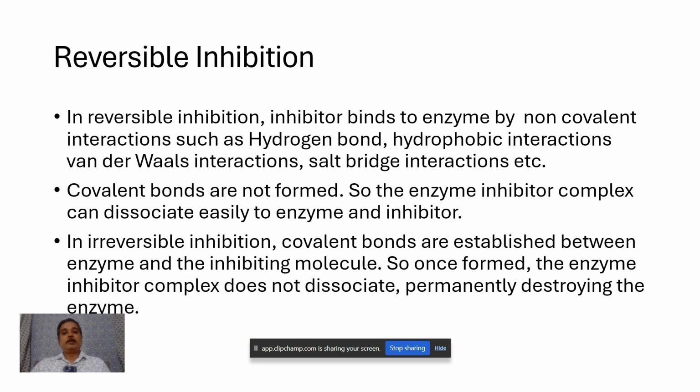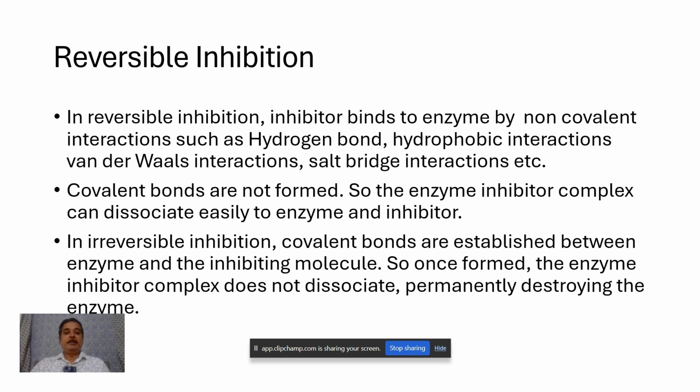So coming first to reversible inhibition. In reversible inhibition, the inhibitor binds to the enzyme by non-covalent interactions such as hydrogen bonding, hydrophobic interactions, van der Waals interactions, salt bridge interactions, etc. No covalent bonds are formed. So the enzyme inhibitor complex can dissociate very easily into the enzyme and inhibitor. This is called reversible inhibition because it can revert back into enzyme and inhibitor.